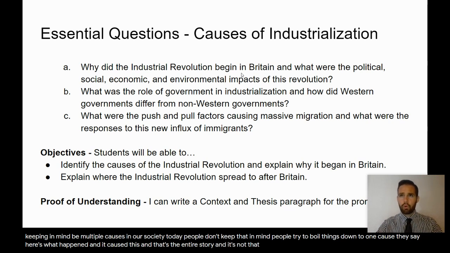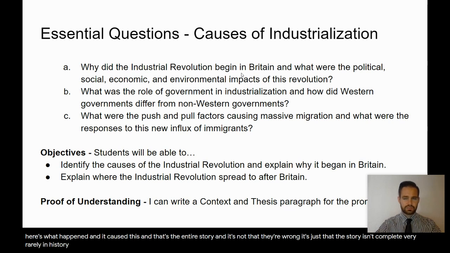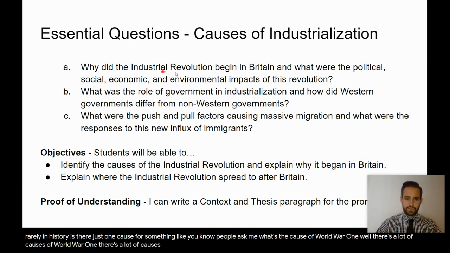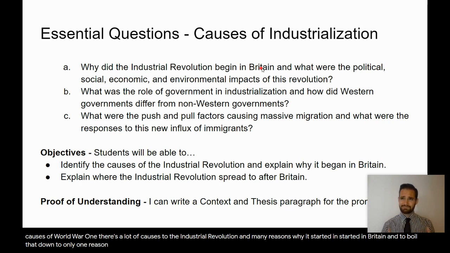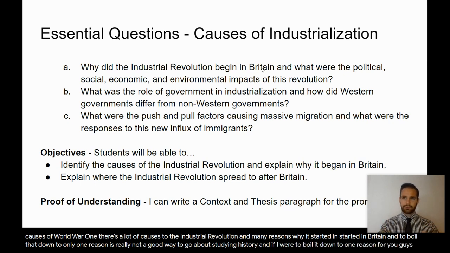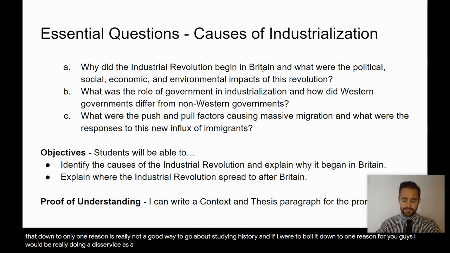And it's not that they're wrong, it's just that the story isn't complete. Very rarely in history is there just one cause for something. Like, people will ask, well, what's the cause of World War One? Well, there's a lot of causes of World War One. There's a lot of causes to the Industrial Revolution and many reasons why it started in Britain. And to boil that down to only one reason is really not a good way to go about studying history. If I were to boil it down to one reason for you guys, I would be really doing a disservice as a history teacher. But we'll also be looking at the multiple effects.